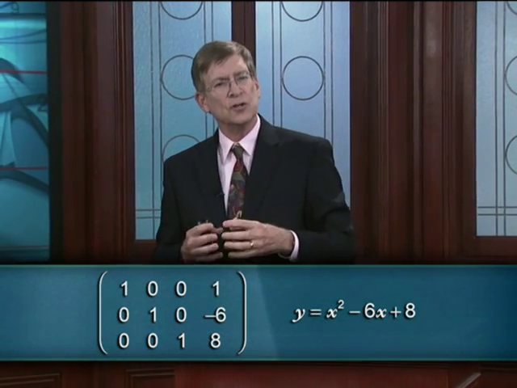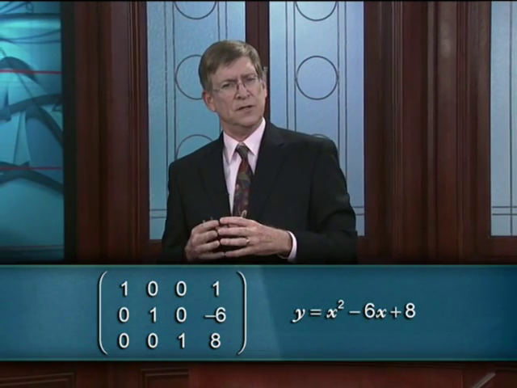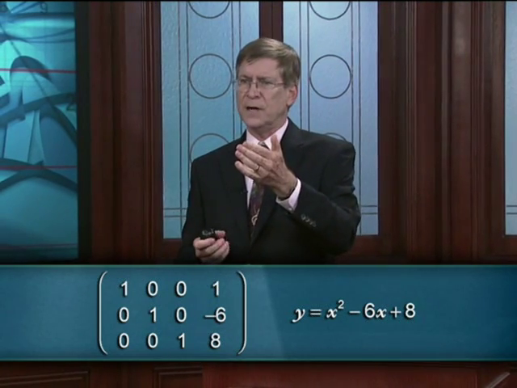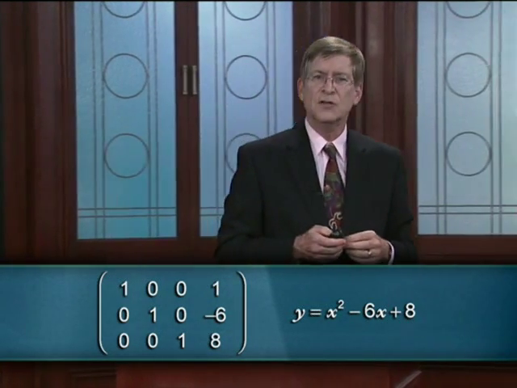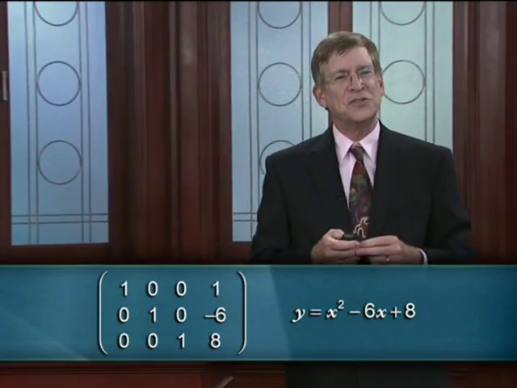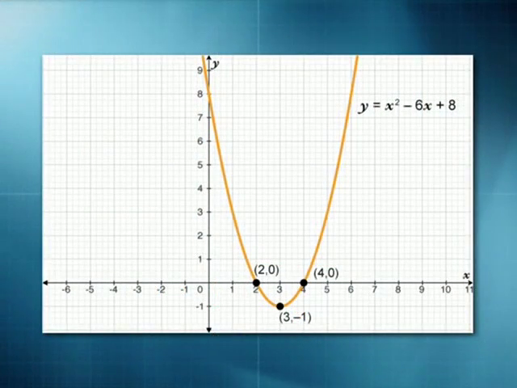So that's the solution. It's a unique solution in this case. a is 1, b is -6, c is 8. So our parabola is x squared minus 6x plus 8. Here's a picture of that parabola, together with the 3 points that the parabola passes through. So we have done some curve fitting. Given some data, we've fit a parabola through that data.